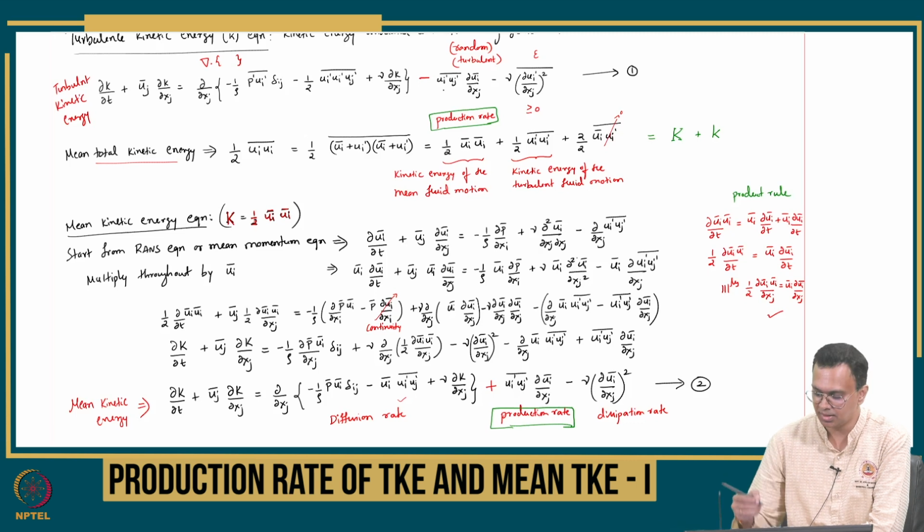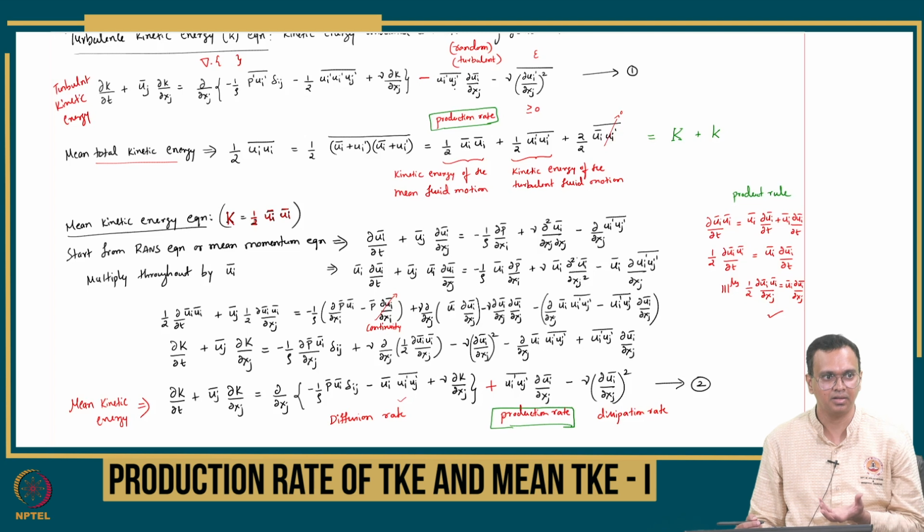Whatever it is removing from the mean kinetic energy, it is giving back to the turbulent kinetic energy. So loss of mean kinetic energy results in generation of turbulence kinetic energy. There is a balance of the total energy, right? If there is a loss from the mean, it has to go into the fluctuation, and therefore the name production rate.